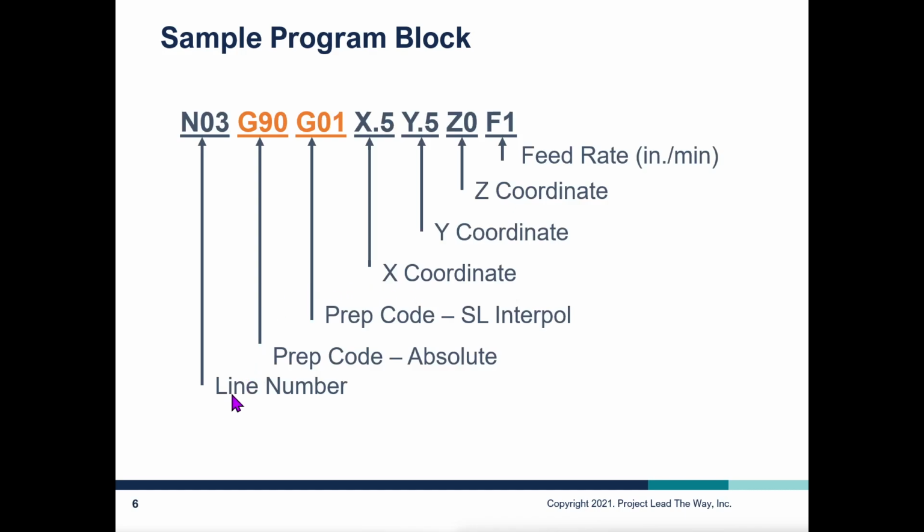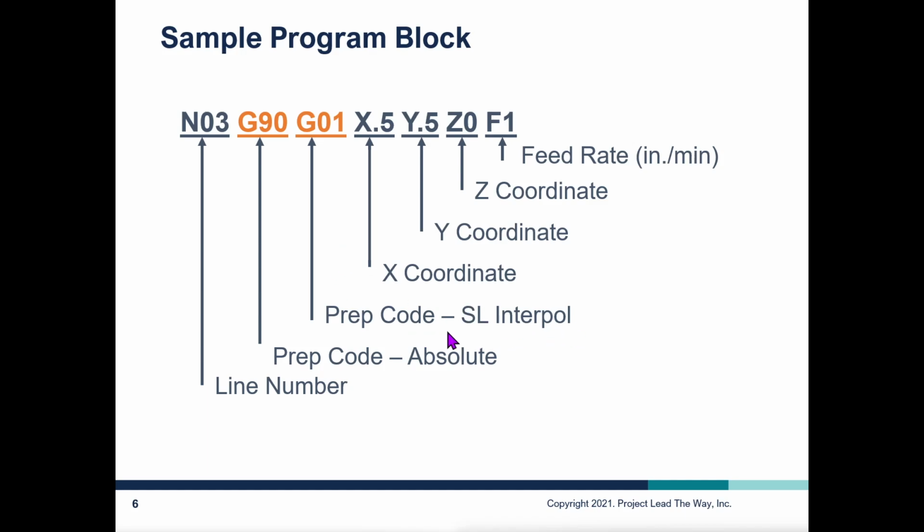All right, here we again have our line number, and we have a prep code. This prep code means that everything's going to be done from our PRZ, our part reference zero. And this is absolute, so all these numbers are based on our part reference zero. G is a prep code, and 01 is a straight line interpolation.